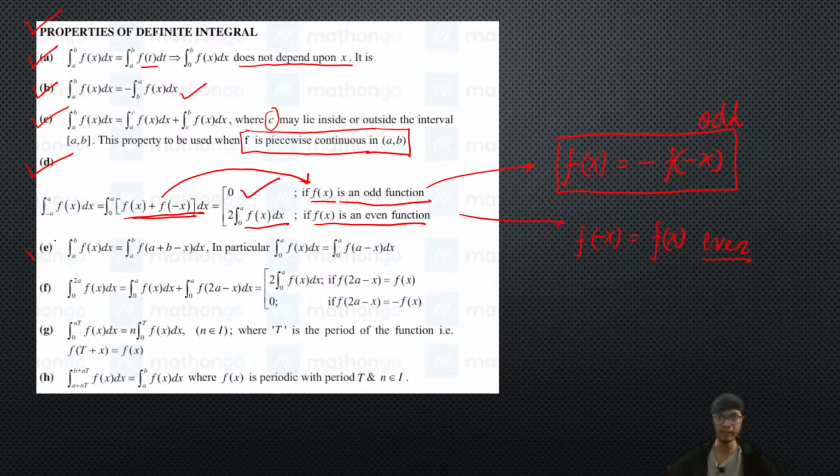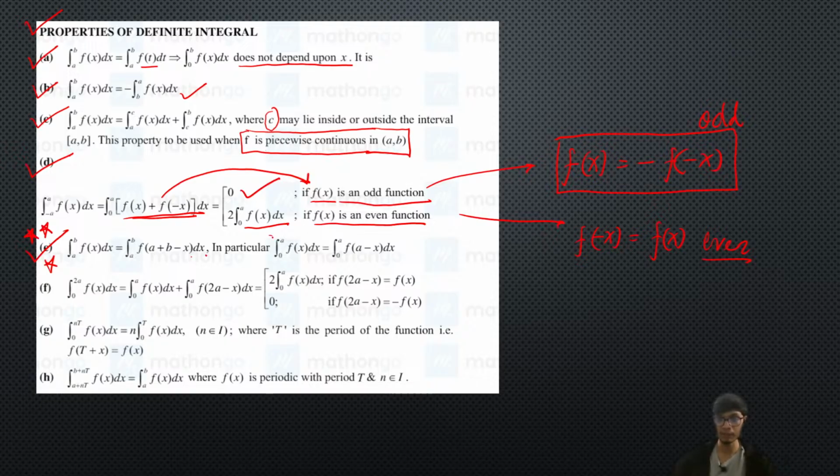The next property is a very crucial property, and this is the property from where you can expect most of your questions to come. This property says that for a given integral from a to b of f of x dx, it is equal to the integral from a to b of f of a plus b minus x dx.